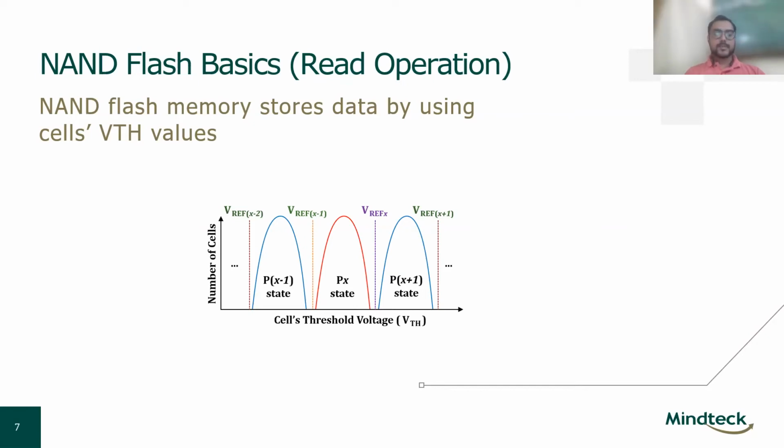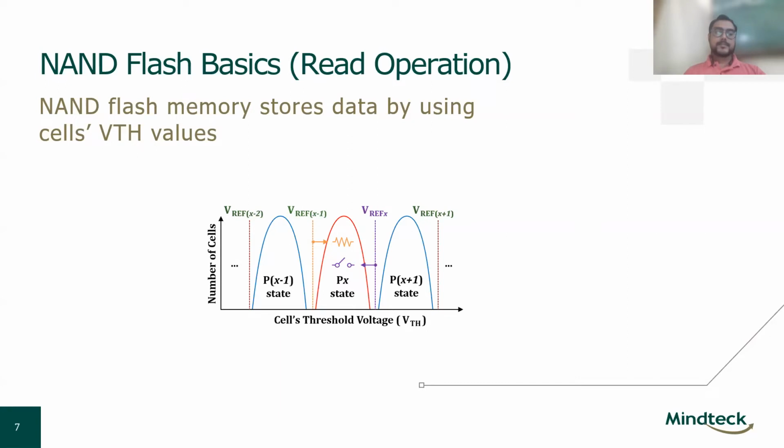NAND flash memory stores data by adjusting the cell threshold voltage. This figure shows part of the threshold voltage distribution of a page, where each threshold voltage state can be distinguished by using the corresponding read reference value. We can see here there are different read reference values, and these are the threshold values for each state. If we apply a certain read reference value to a target cell to read some data, it operates as a resistance when the cell's threshold is higher than the voltage, and it acts as an open gate when the voltage is more than that.